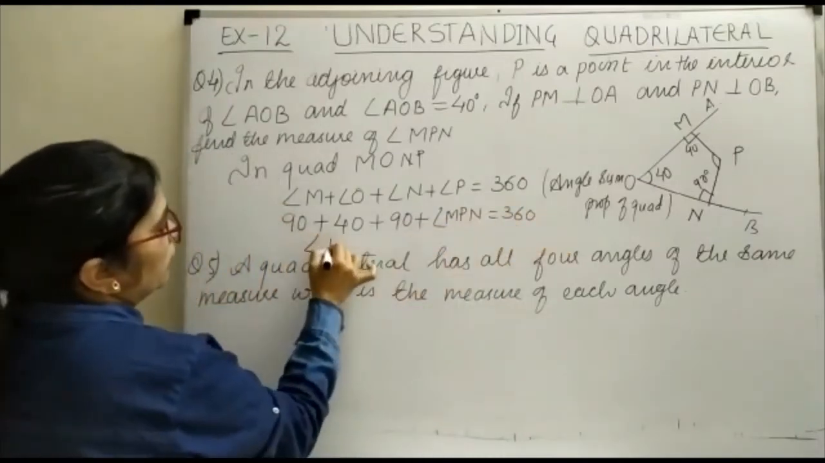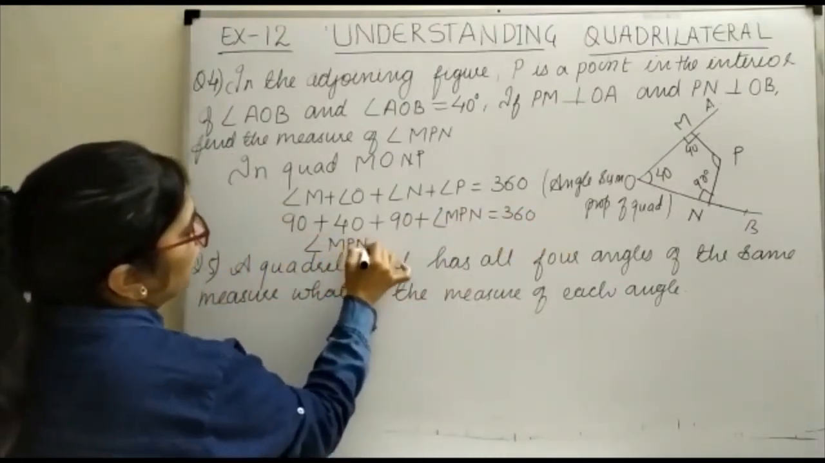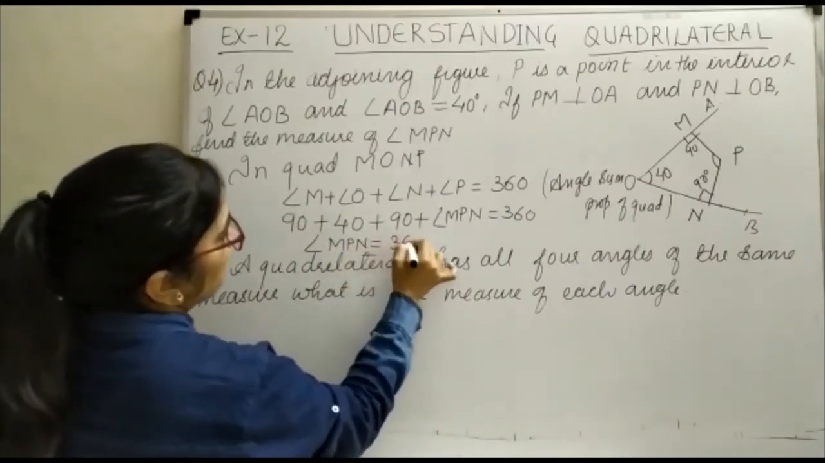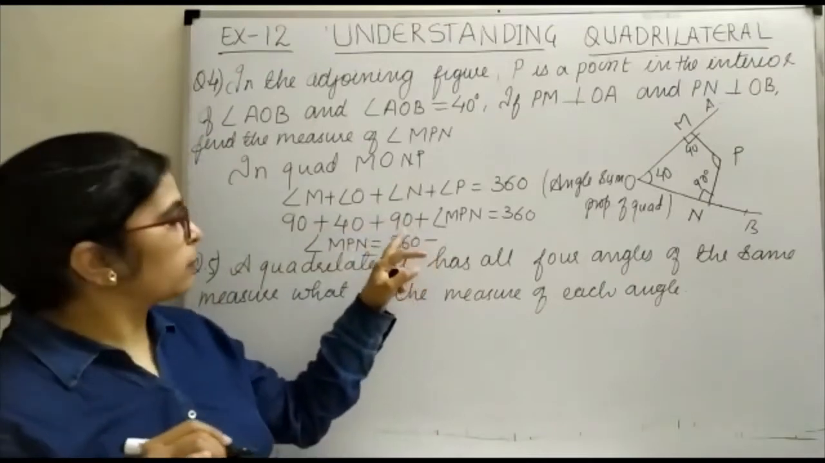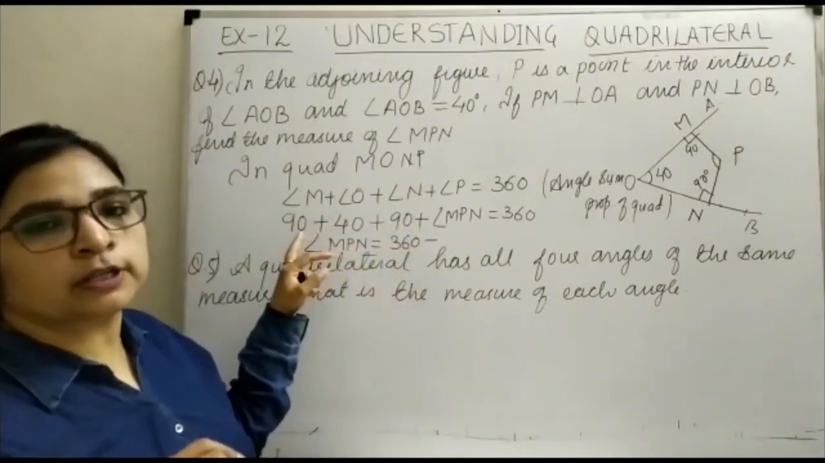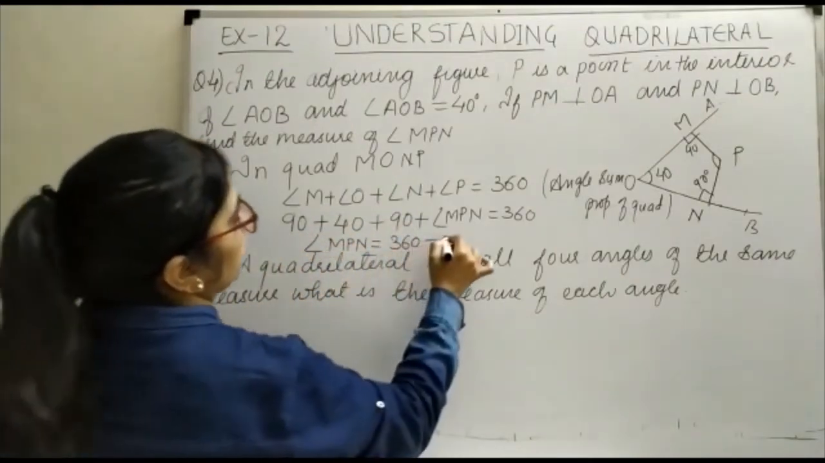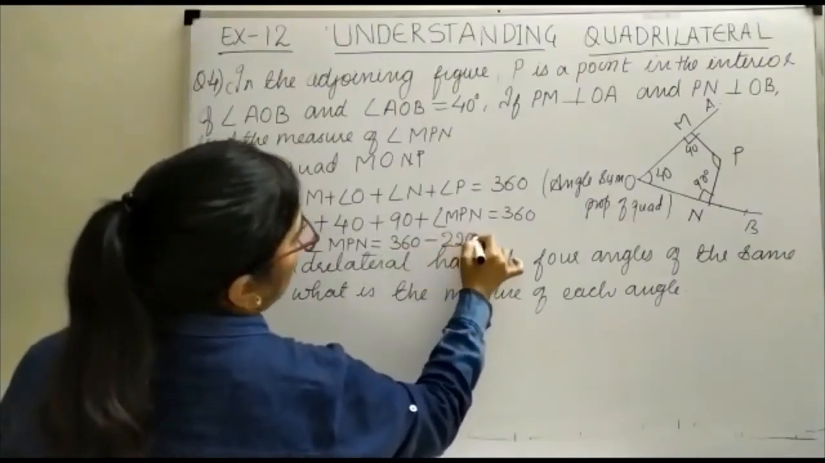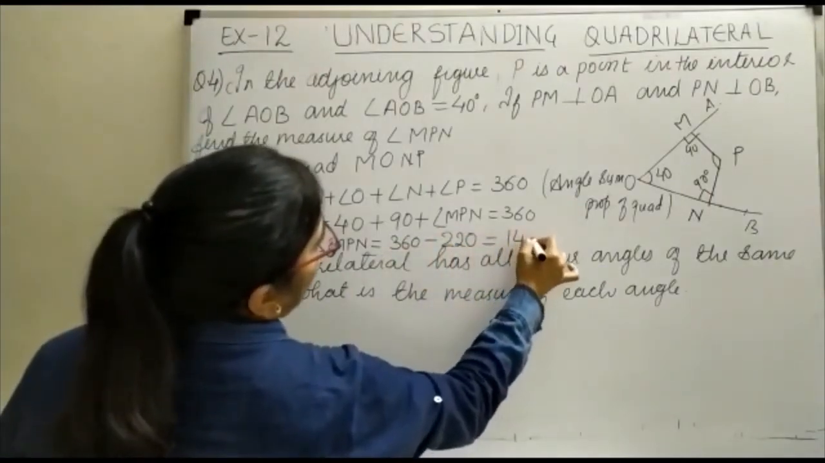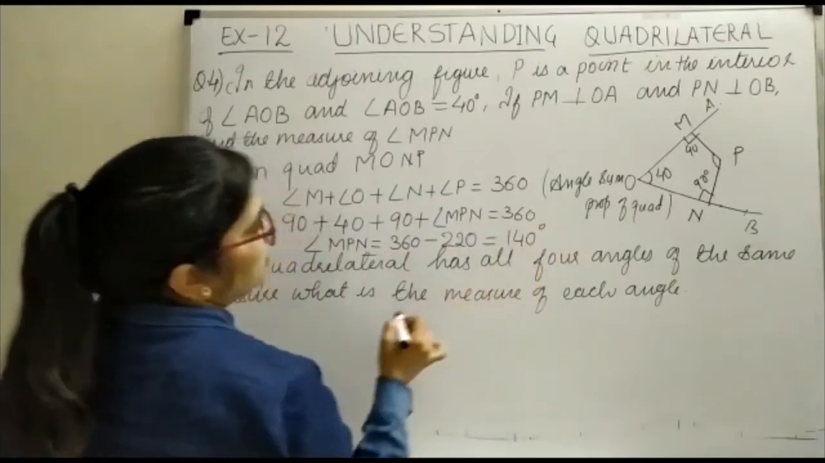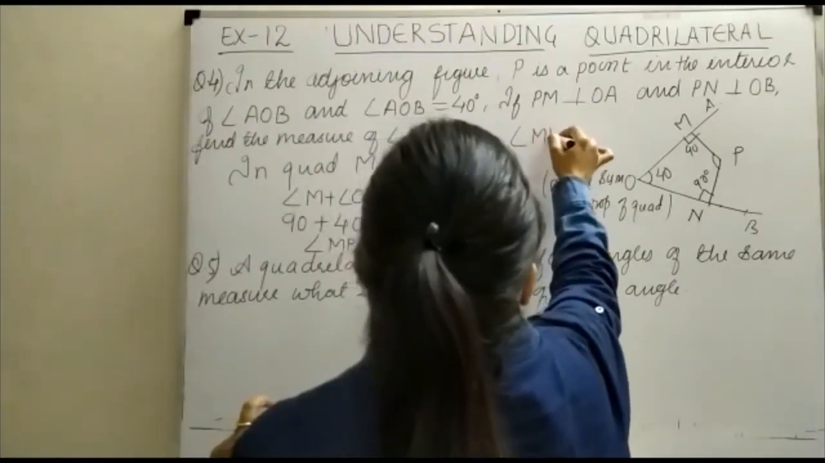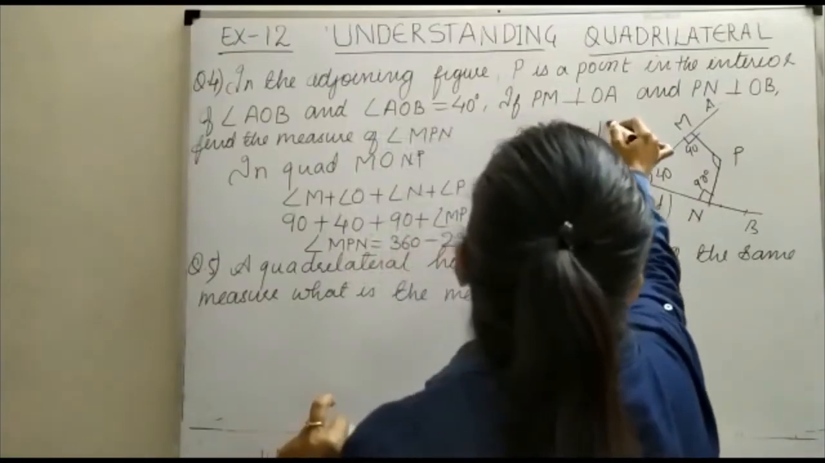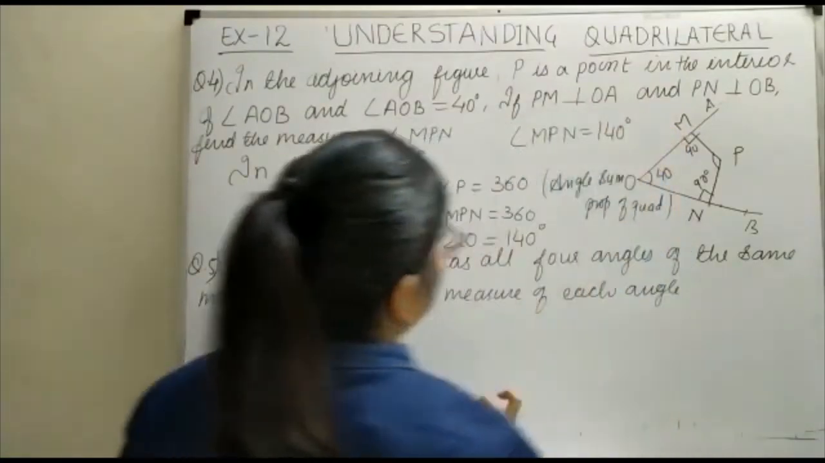Now your angle MPN is equal to 360 minus, you can see 90 plus 90 is 180, 180 plus 40 is 220. So this is 220 and this will give you 140 degrees. So this is the measurement of angle MPN. तो आपका angle MPN कितना हो जाएगा 140 degrees, ठीक है?